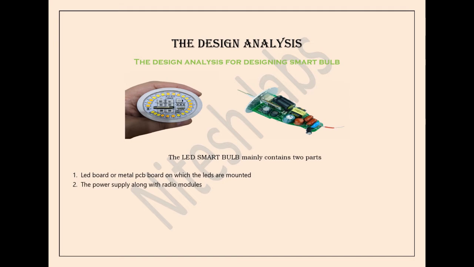Let's start the design analysis for designing the smart bulb. The LED smart bulb mainly contains two parts. First, the LED board or the metal PCB board on which the LEDs are mounted, and second, the power supply part along with the radio module. We have placed the image of both the boards on the screen. The left hand side is the metal PCB and the right hand side you can see the power supply part.